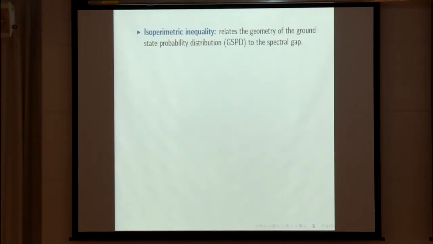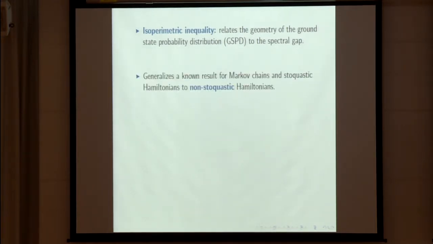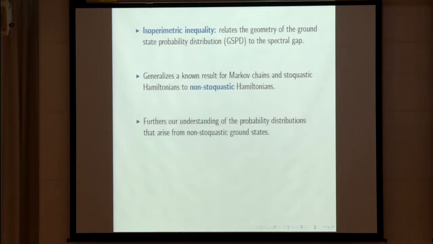So I'm going to be talking about something called isoperimetric inequalities, and these are going to allow us to relate the geometry of the ground state probability distribution to the spectral gap and, in fact, the low-lying spectrum of local Hamiltonians. So this generalizes a known result for Markov chains and stochastic Hamiltonians to non-stochastic Hamiltonians. And the broad goal is to further our understanding of the probability distributions that arise from non-stochastic ground states.